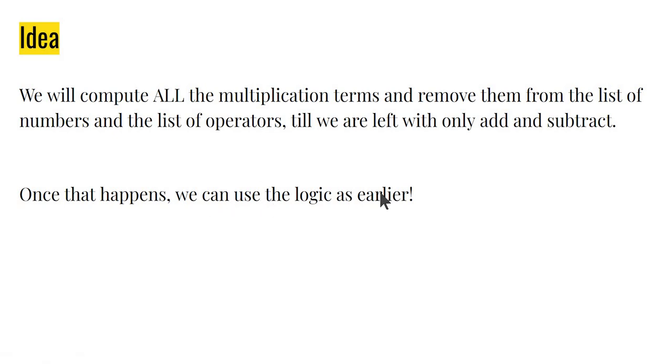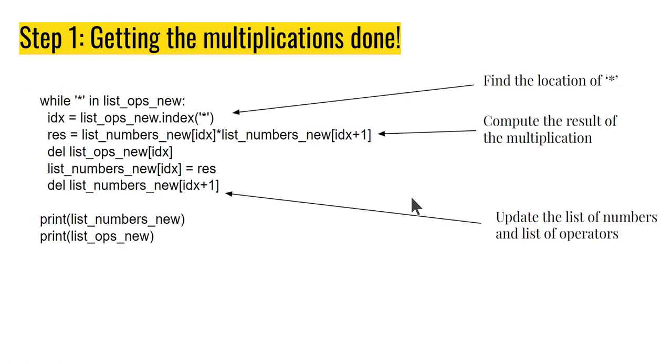Once that happens, we can use the same logic as earlier. Let's do this in a step-by-step manner. First, let's briefly look at the code. Basically, what I'm going to do is look at my list ops new, and if I find a multiplier in there, and I do not know how many I'll find, so I use a while loop. So it's a while I see a multiplier there.